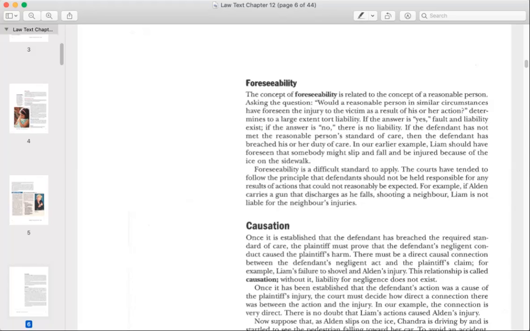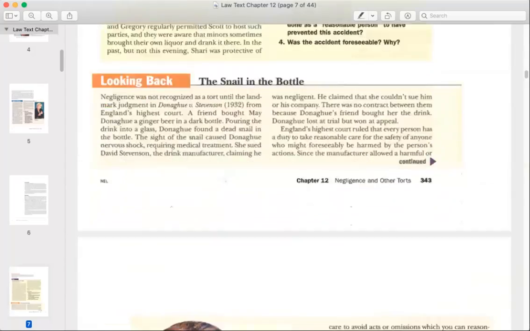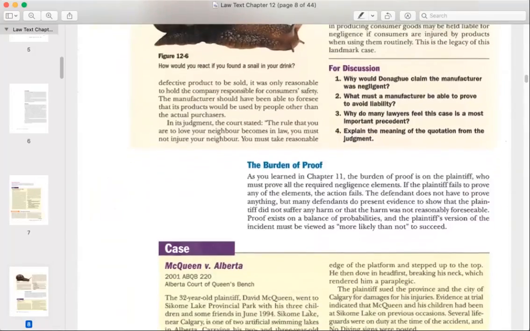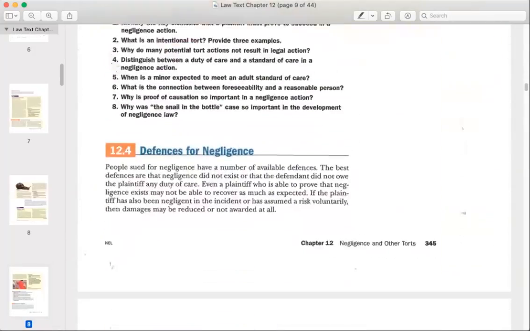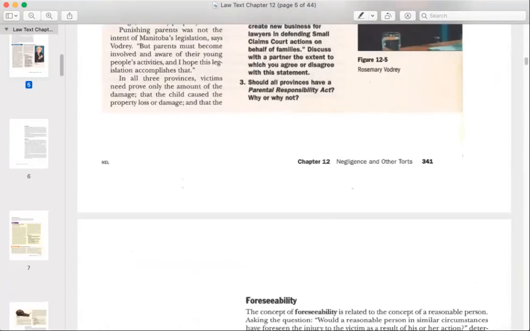I think this is pretty much where I want to wrap up today. We'll talk about the snail in the bottle case tomorrow. That'll actually be the first thing that we talk about, and then we can get into 12.4.